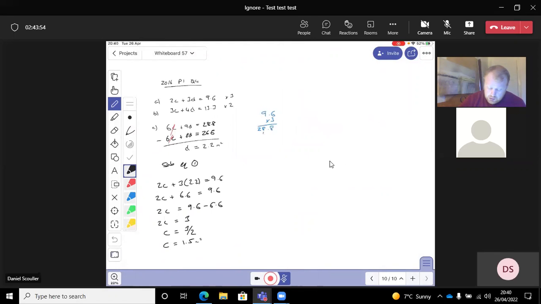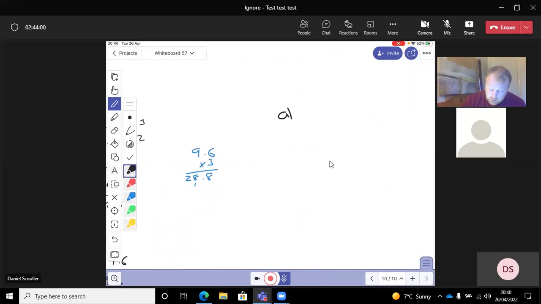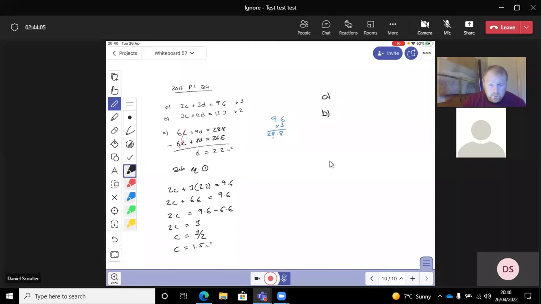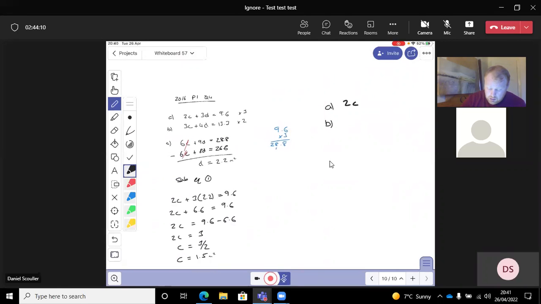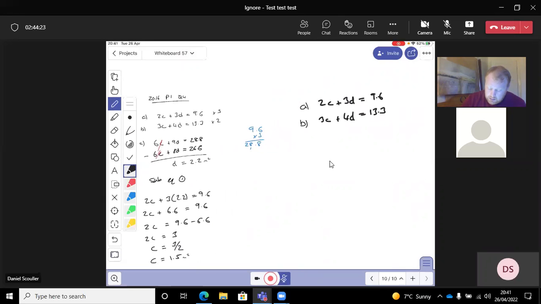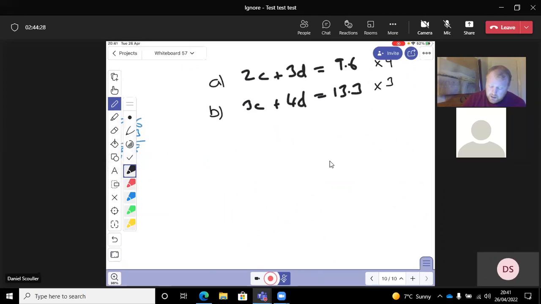Okay, let's just go back to that question then. So if I write that out again, the A and B, the original one, if anyone was still copying that, let me know. Okay, if I go back to those original expressions, 2C plus 3D equals 9.6, 3C plus 4D. Okay, yes, you can multiply that one by 4 and multiply that one by 3, and that would allow you to eliminate the letter D.